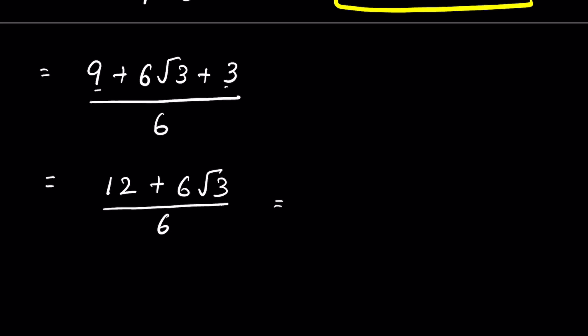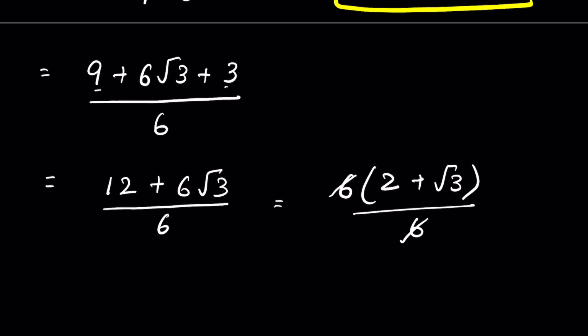Now take 6 common, so it's 6 times (2 plus square root of 3) upon 6. Cancel this 6 and this 6. So the answer is 2 plus square root of 3. So this is how we rationalize the radicals.